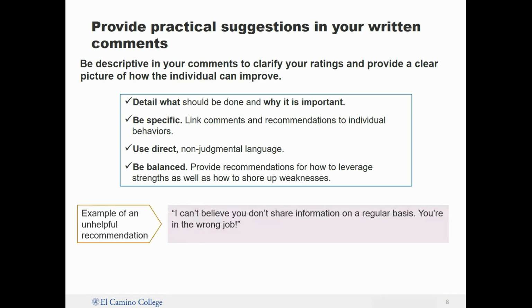At the bottom of the slide is an example of an unhelpful recommendation. I can't believe you don't share information on a regular basis. You're in the wrong job.